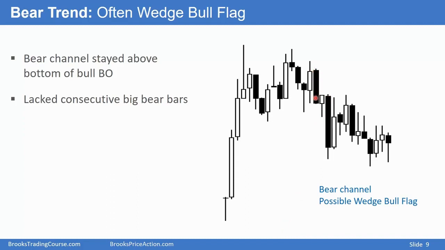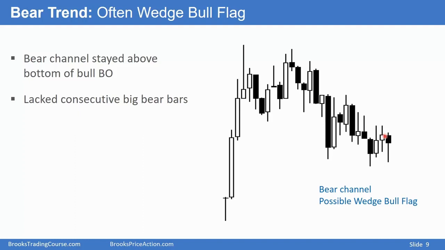Look at the sell-off. Bear bar, bull bar. A couple small bear bars, bull bar. The bear trend is lacking consecutive big bear trend bars. Also, it's holding above the bottom of the bull leg, and the entire sell-off looks weaker than the two big bull bars that went up.